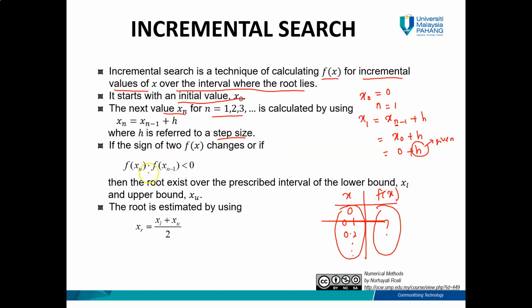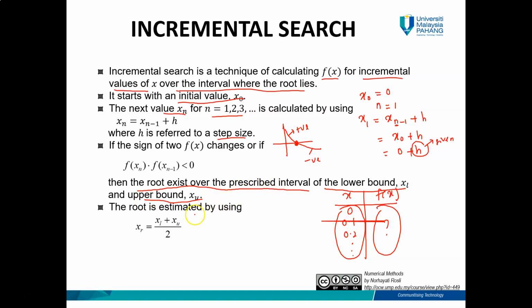And if f(xn) times f(xn minus 1) is less than 0, then, if we remember in the graphical method, when we plot, one function value is positive and another is negative, so it is ensured that there is a root in between the two values. When we multiply the first function value with the second and get a value less than 0, then the root exists over the prescribed interval of lower bound xl and upper bound xu.